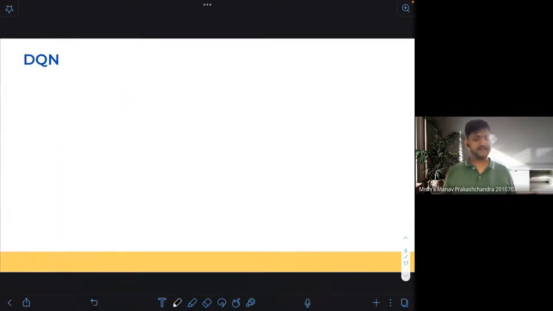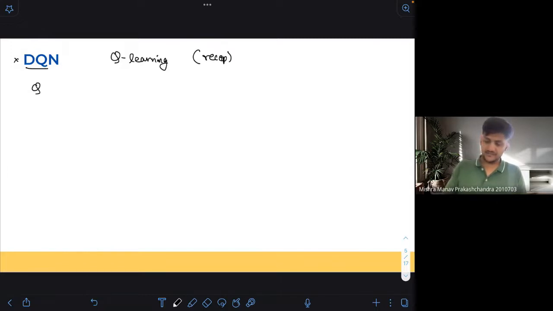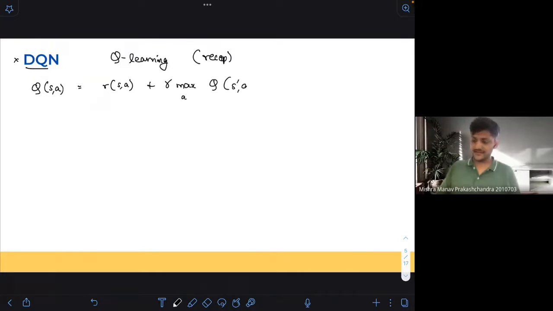Now the Q learning equation, which I should write again. This is the Q learning recap. The update for Q learning looks something like this: R of S comma A plus gamma times max over A of Q of S prime, A. S prime is the next state that you are visiting from state S. So from state S, you take action A and then visit the next state S prime.